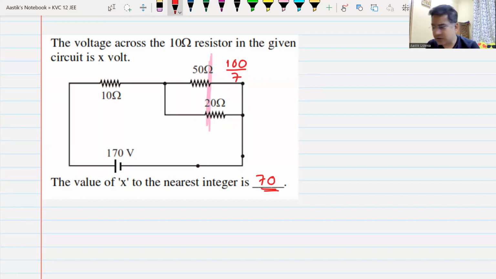Now, once you get this value of resistance as 100 by 7, you can find out the total resistance, you can find out the current, and you can multiply it by 10. That is one way of doing it. Or you can use that formula that I gave you.